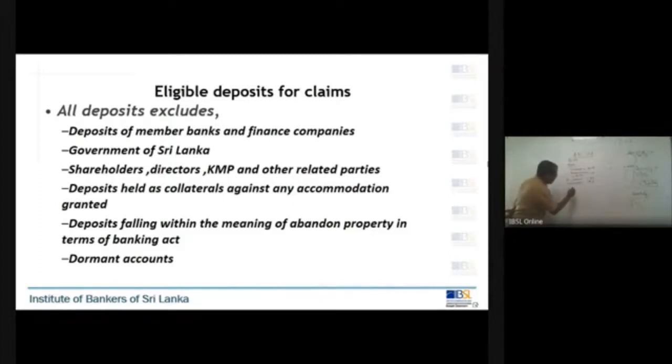Five, the loans granted to customers who have taken loans against deposits, say 10 billion. Then dormant account deposits value, say 5 billion. And abandoned property value, 2 billion. So this is your total deposits. It comes to 100, 110, 160, 170, 180, and 5, say 190, and 190 billion.